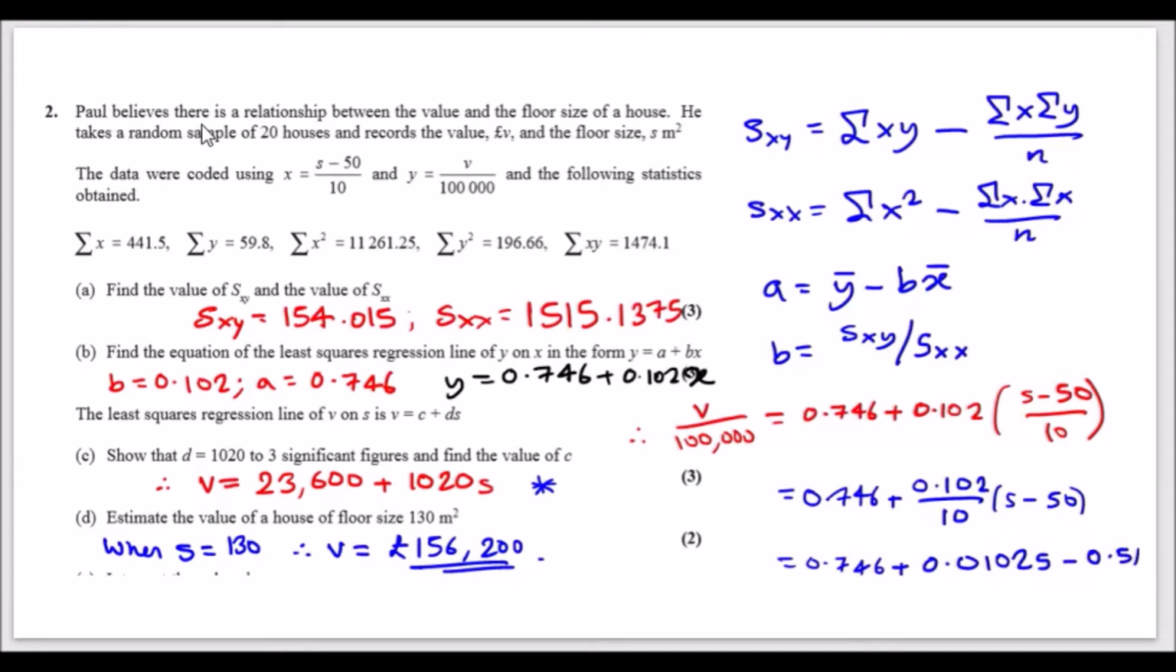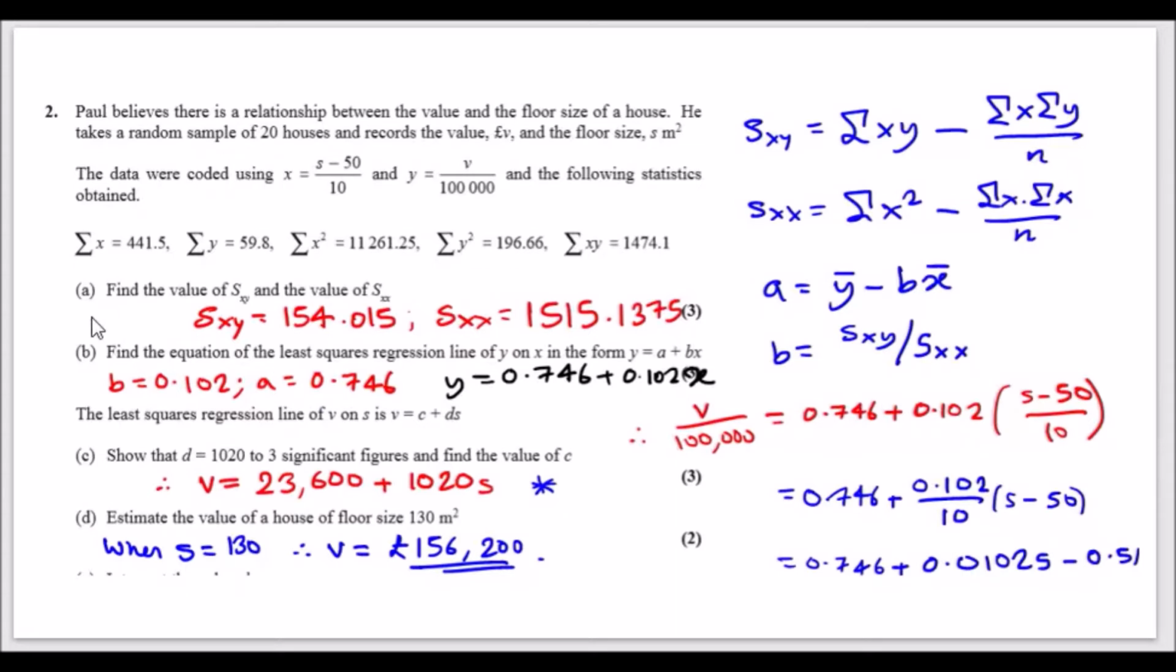So Paul believes that there is a relationship between the value and the floor size of a house. He takes a random sample of 20 houses and records the value given in V pounds and the floor size in S meters squared. So we've got two random variables, V and S. Now the data were coded using x equals (s minus 50) over 10 and y equals v over 100,000, and we're given the following statistics. So they're giving us all the x and y statistics, or at least most of them.